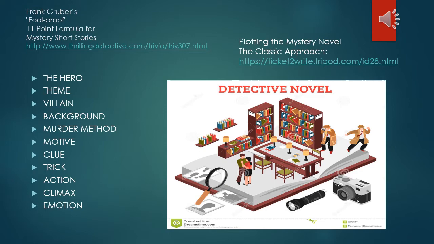Chapter 2. Set the sleuth on the path towards solving his mystery. Offer plausible suspects, all of whom appear to have had motive, means, and opportunity to commit the crime. Select the most likely suspects and have the sleuth question them. One of these suspects will turn out to be the actual perpetrator.